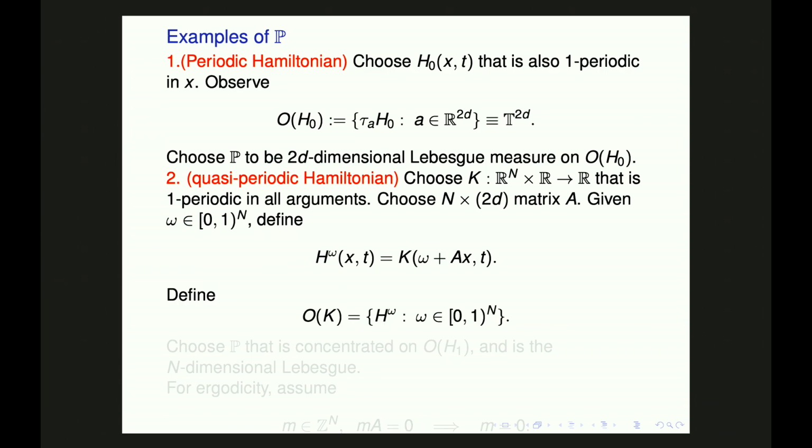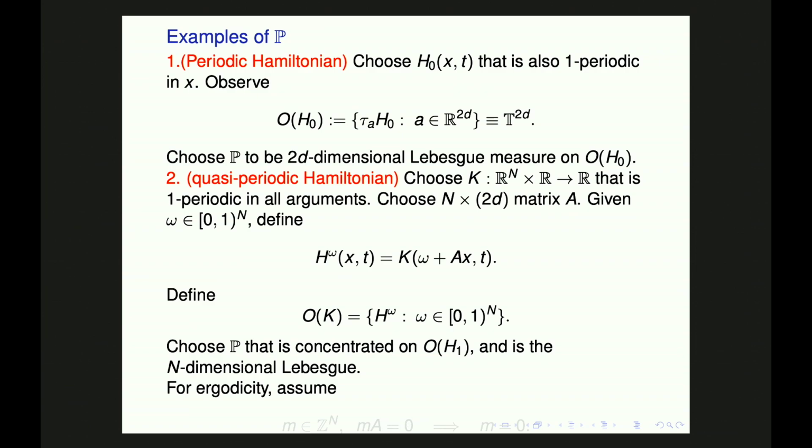So take this set of such Hamiltonians. Out of K, I'm going to build this collection of Hamiltonians and put a probability measure on it, which means I have to put a probability measure on the torus, and I choose Lebesgue. And one can show that indeed this is a translation invariant probability measure on the space of Hamiltonians. You can make this probability measure ergodic by assuming that the columns or rows of this matrix A have no rational dependence between them.